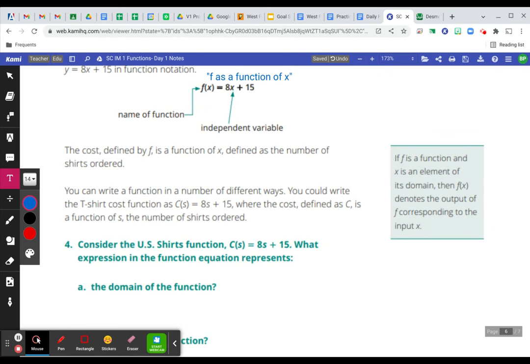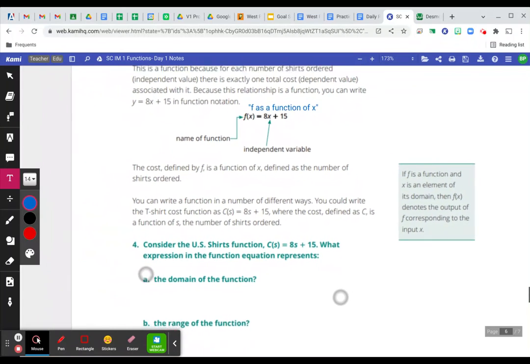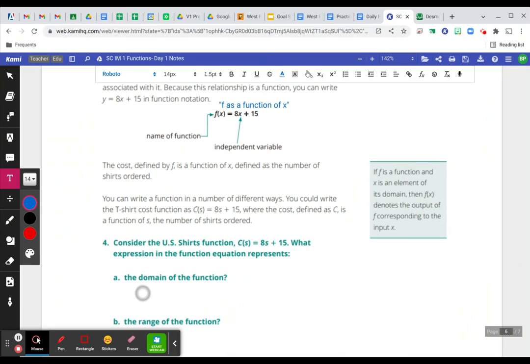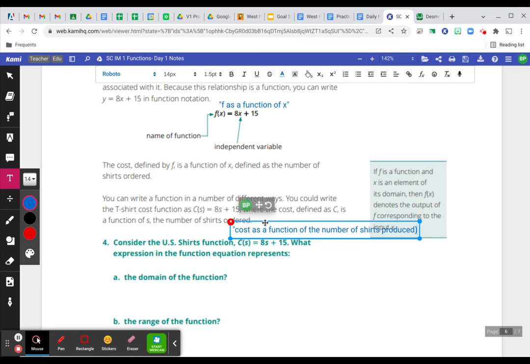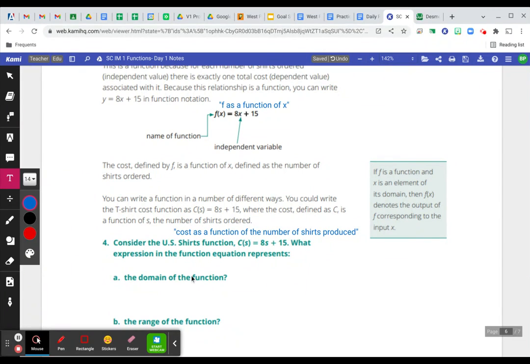Now, when we consider the C of S function, think about what C of S could mean. You'd want to go up and read the story above, and hopefully you see that C of S actually means we're talking about the cost as a function of the number of shirts produced. So the more shirts we produce, the more costly it's going to become. So there's a direct relationship there.